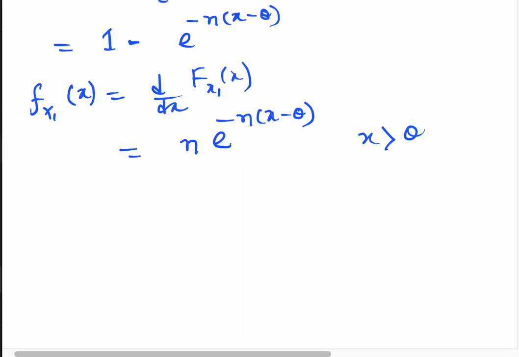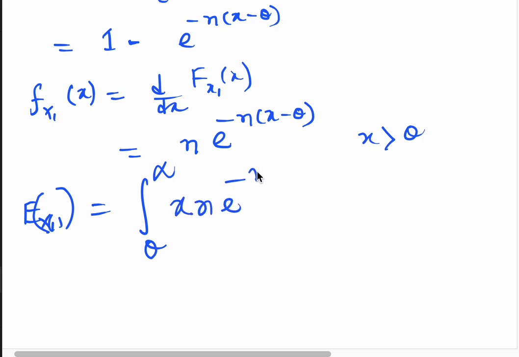Let's check the expectation. Now why am I doing this? Because I want to calculate the square of this random variable. To do so I need the expectation of the square, so that's why I am calculating its PDF. Now I am calculating its mean, the expectation of X(1), which will be the integral from theta to infinity of x n e to the power minus n(x minus theta) dx.